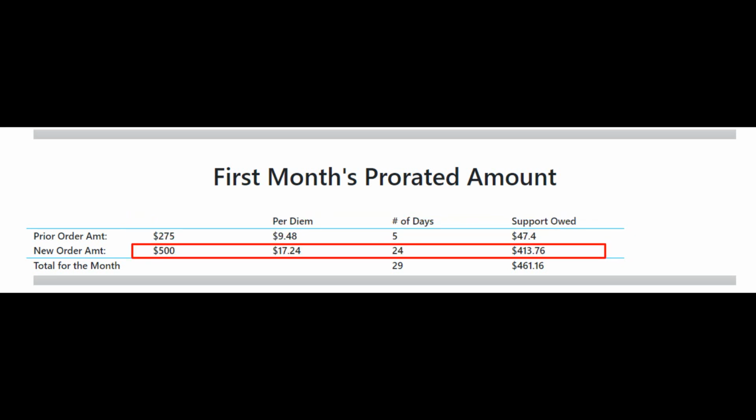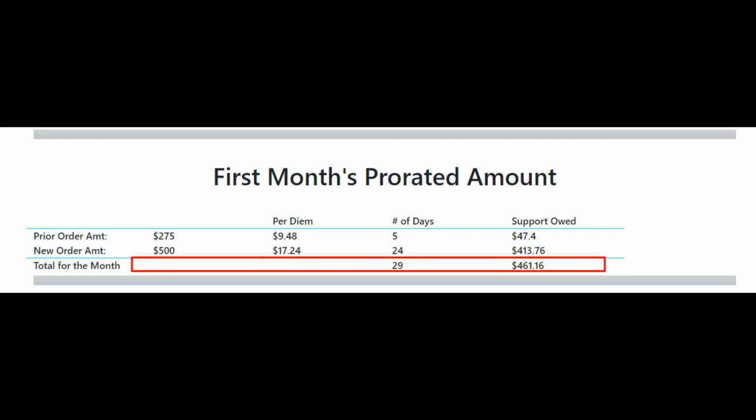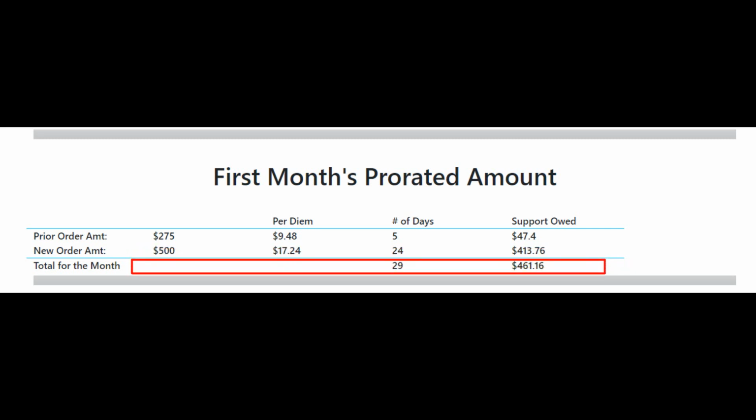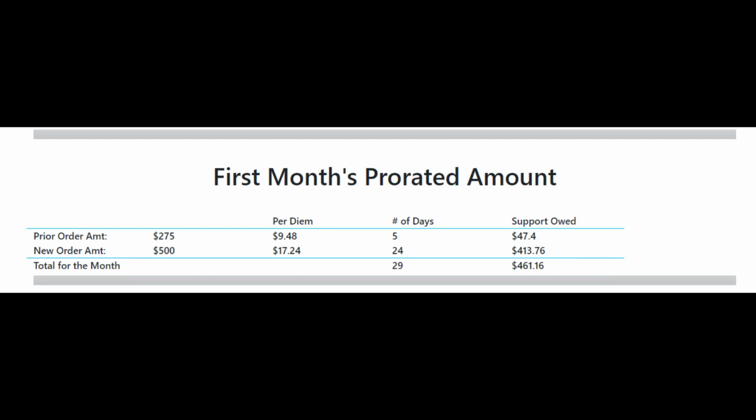Starting from February 6th, the new order amount of $500 kicks in. For the remaining 24 days of the month, the per diem is $17.24, which totals $413.76. By combining these two amounts, the total support owed for February is $461.16. This prorated approach ensures accurate calculation of support based on the change in order mid-month.